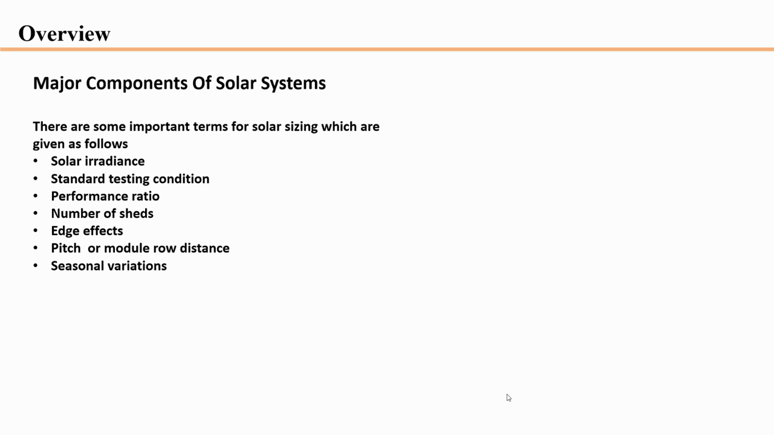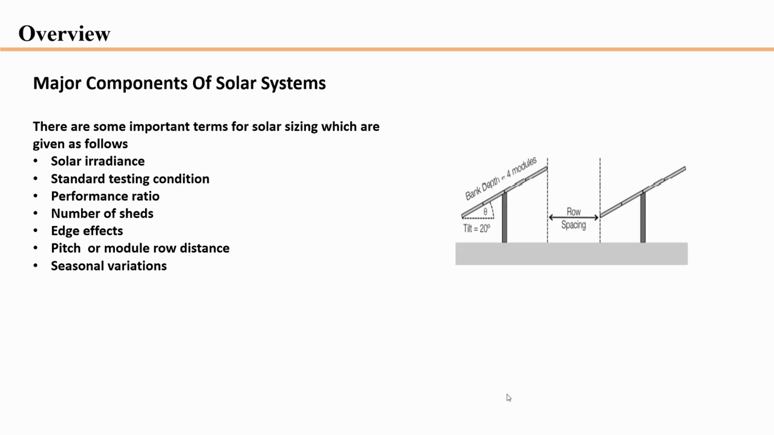There are some major factors that are considered while designing a solar system. The most important is the pitch or row module distance. This is the distance between two solar panels, which should be set in such a way that there is no shading among them.